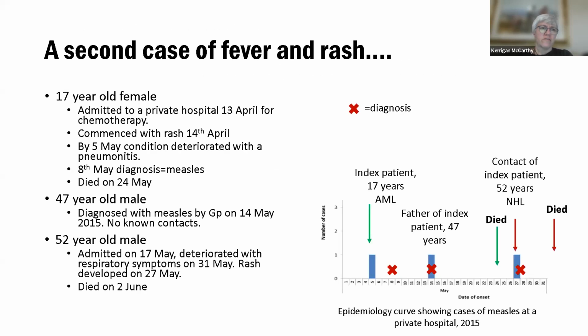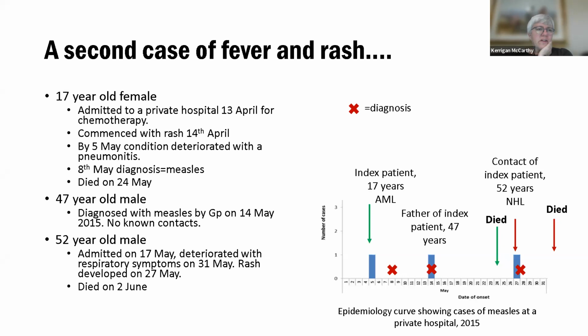If we move on to the second case, a 17-year-old female was admitted to a private hospital on the 13th of April for chemotherapy. She commenced with a rash on the 14th of April, and by the 5th of May, deteriorated with a pneumonitis. A very astute microbiologist suggested a diagnostic test for measles. Her rash on the 14th of April was atypical. And sadly, this patient died on the 24th of May.